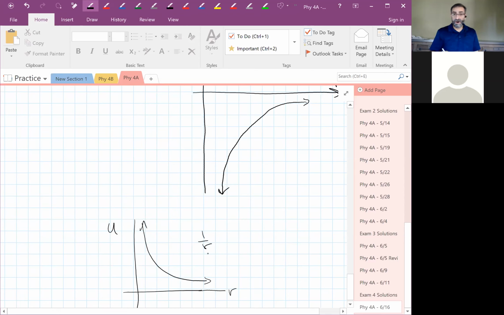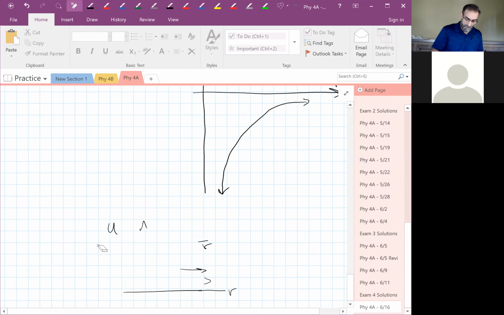this is a 1 over R relationship, right? As the objects become farther apart, as R gets bigger and bigger, the gravitational potential energy would get smaller and smaller. That doesn't make sense. We know that gravitational energy increases when we get things farther apart because there's more distance for them to move, and they're going to be going faster and faster. And the bigger the distance that force acts on them, the more energy they're going to have, right? So this doesn't make any sense.